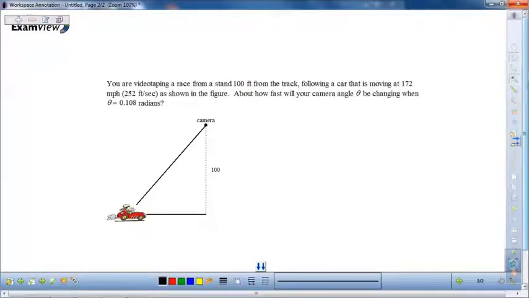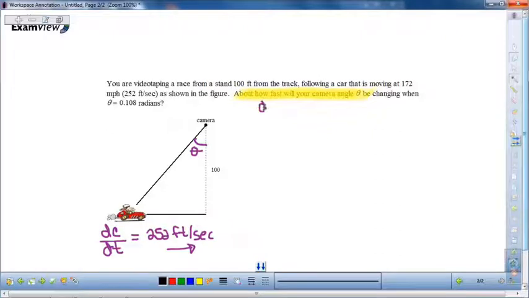So we are trying to find how fast the camera angle is going. So we're trying to find d theta dt. So we know that the velocity of the car is going at 172 miles per hour or 252 feet per second. Okay, my angle of the camera is right here, so that's theta, and we're trying to find d theta dt.